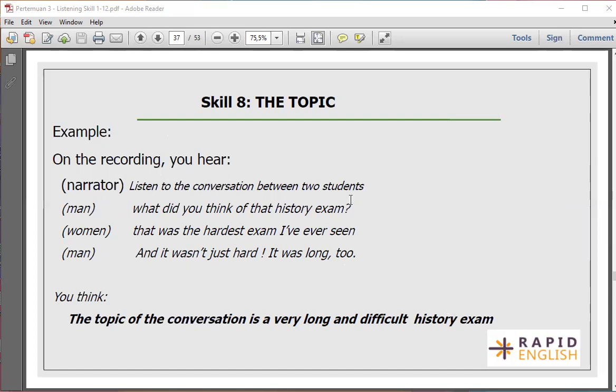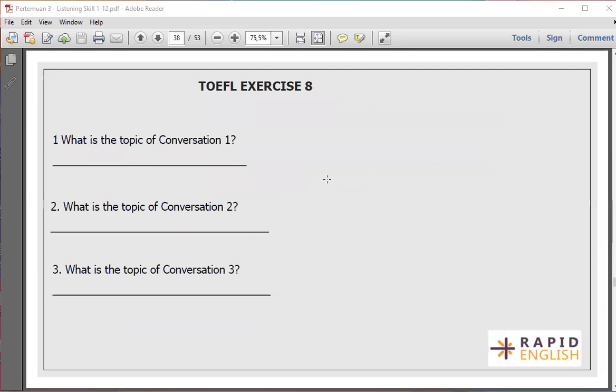So how do we get this information here? Yeah, based on the... So I do believe that you can. Yeah, you may practice, you may repeat. And this is about the TOEFL exercise 8 for your practicing. What is the topic? Conversation 1, conversation 2, and also conversation 3. Now let's listen. Listening Part B.